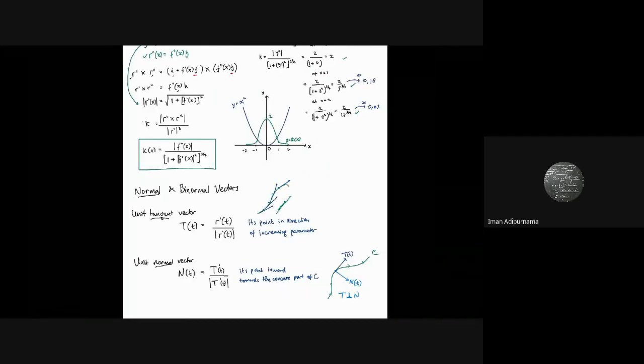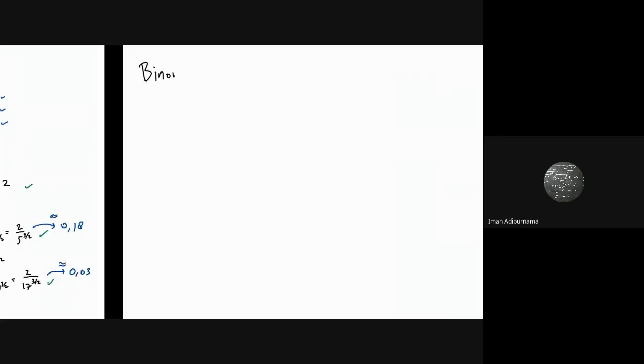Okay. The next thing is the binormal vector. By definition, this means taking the cross product, so the definition is that it's orthogonal to T and N.